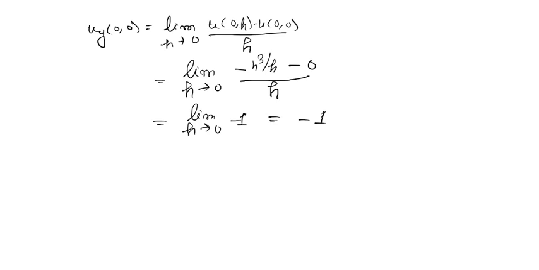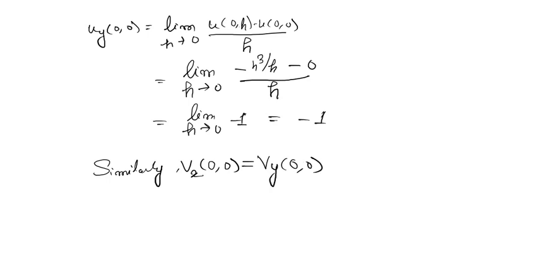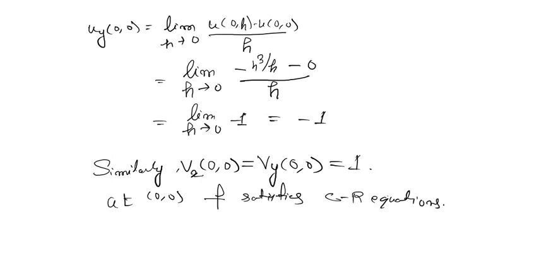And similarly you can find that, I'm sorry, not u, v, because I have already found u for u_x and u_y. Now v_x at origin and v_y at origin both are equal to 1 only. Okay, so at origin, that is here, f satisfies CR equations, that we can see.